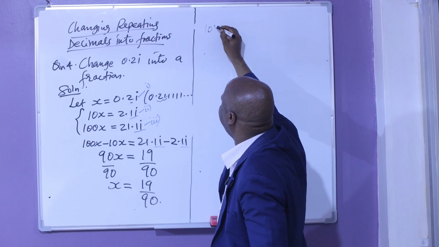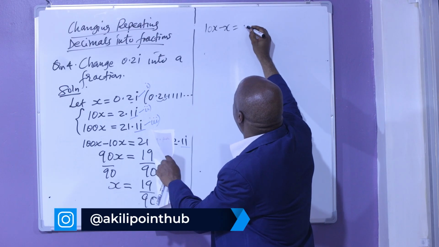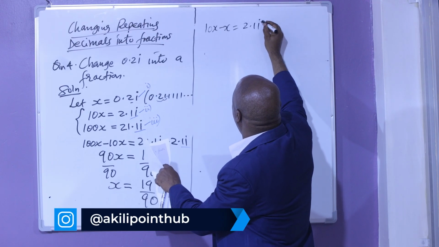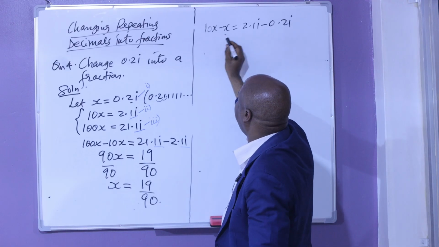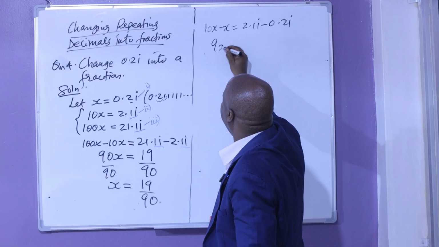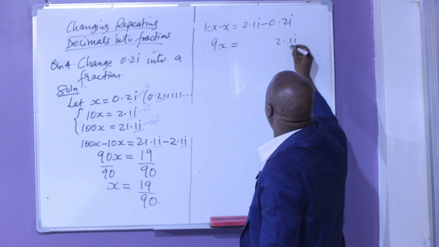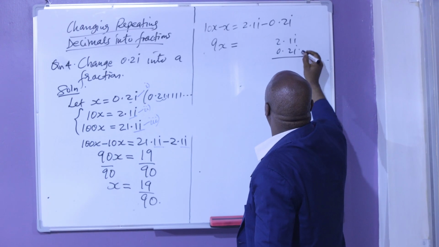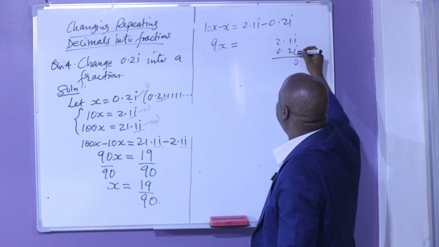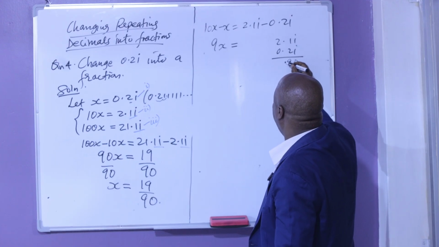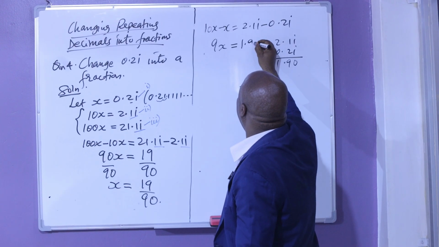That could be 10x minus x. Then I could have 2.11 dot minus 0.21 dot. See what is happening. 10x minus x, I would have obtained 9x. This could be equal to, now look at 2.11 dot minus 0.21 dot. 1 dot minus 1 dot is 0, so there is 0. But 11 minus 2 is 9 point here, and here remains 1, 1. I could get my 1.9.